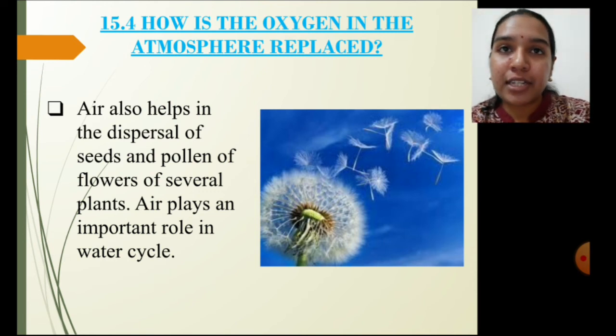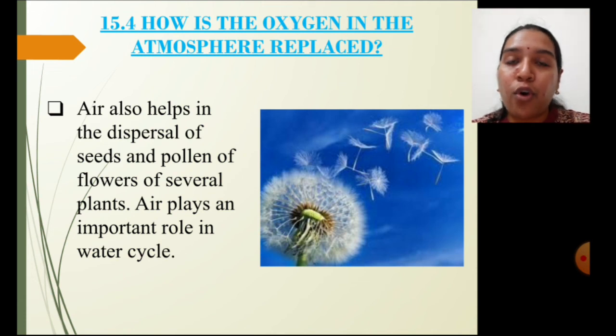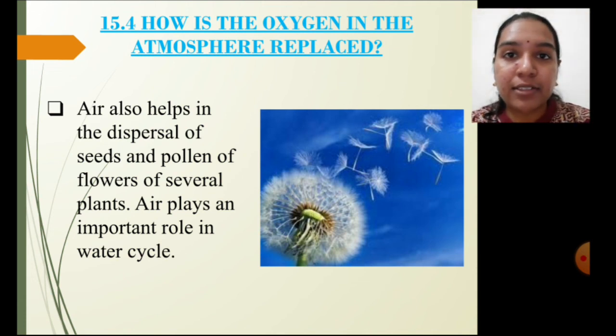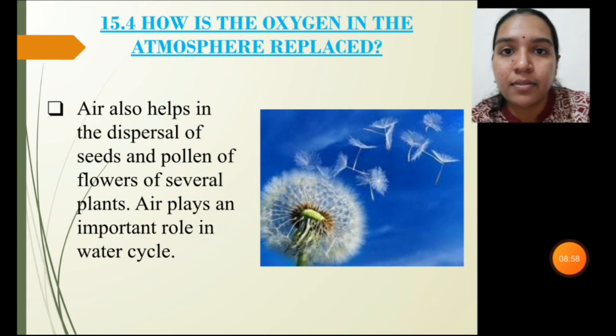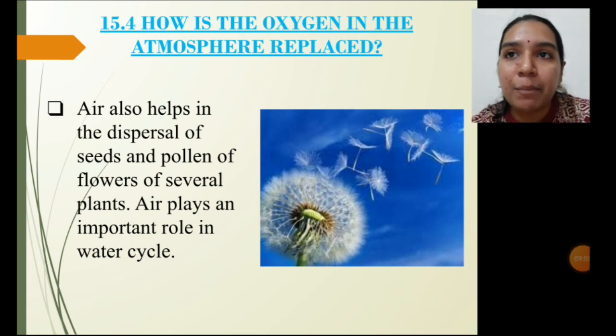The reproduction in plants can be seen mainly due to the moving air or wind, which helps in dispersal of the pollen grains and seeds. And you all know water vapor being a component of air, air plays an important role in the water cycle also.